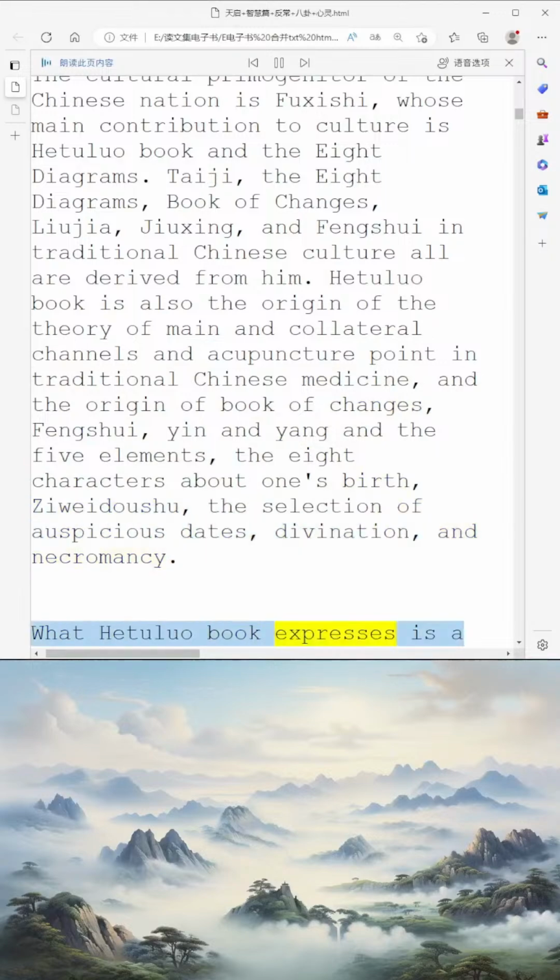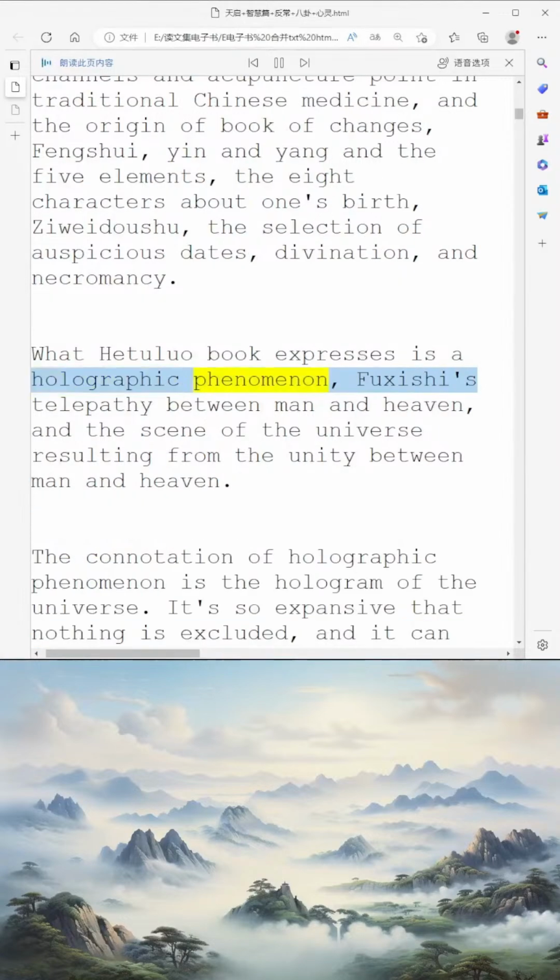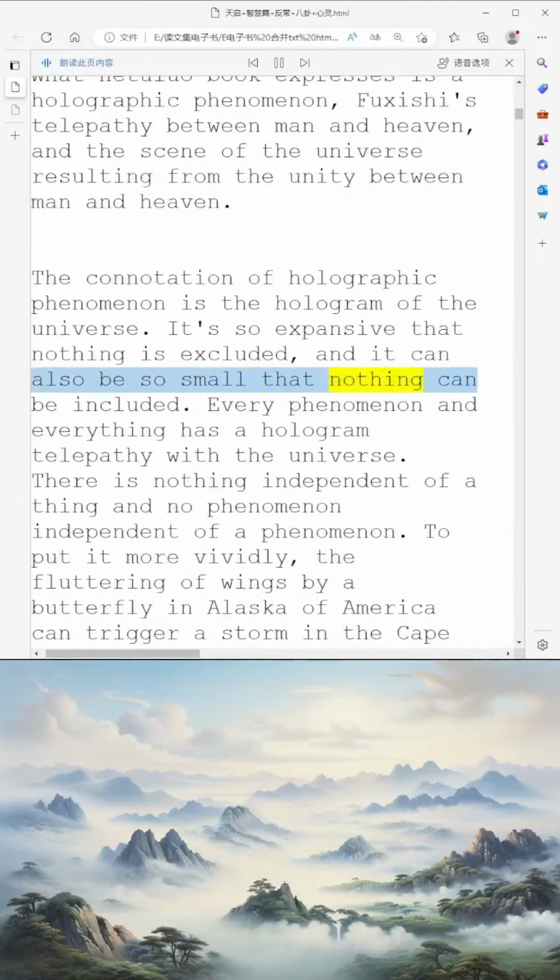What Hechaluo Book expresses is a holographic phenomenon, Fuxishi's telepathy between man and heaven, and the scene of the universe resulting from the unity between man and heaven. The connotation of holographic phenomenon is the hologram of the universe. It's so expansive that nothing is excluded, and it can also be so small that nothing can be included. Every phenomenon and everything has a hologram telepathy with the universe. There is nothing independent of a thing, and no phenomenon independent of a phenomenon.